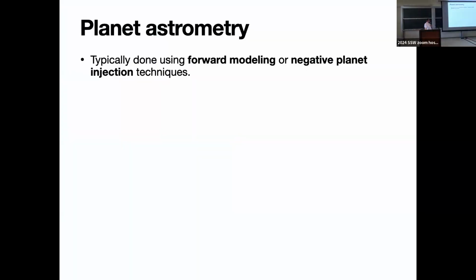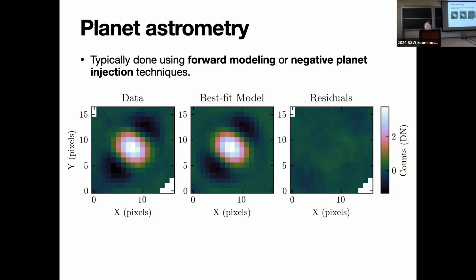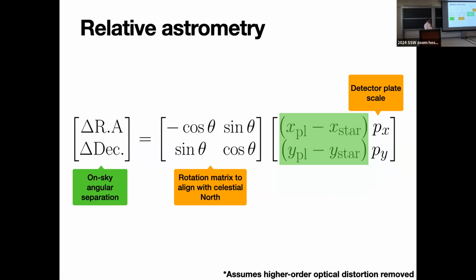And for the planet, well, that's relatively simple, right? We did that yesterday in Faustine's talk, talking about forward modeling or negative planet injection techniques. As I showed here, this is just the data, the model, and the residuals. So we can measure this quite easily and quite accurately. And then once we have this relative measurement of the position of the planet relative to the star, we can use the detector plate scale and the rotation matrix to derive the final astrometry.